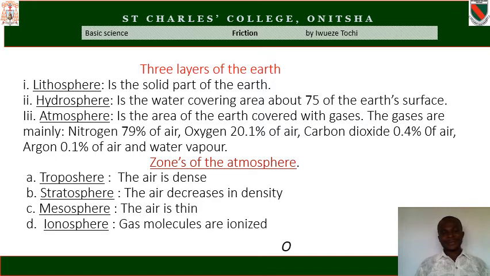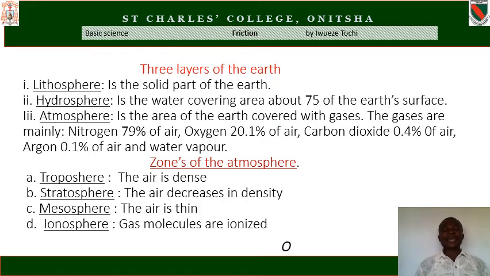Layers of the Earth. There are 3 layers of the Earth: the lithosphere, the hydrosphere, and the atmosphere. Now, the lithosphere is the solid part of the Earth. Hydrosphere is the area of the Earth that is covered with water.